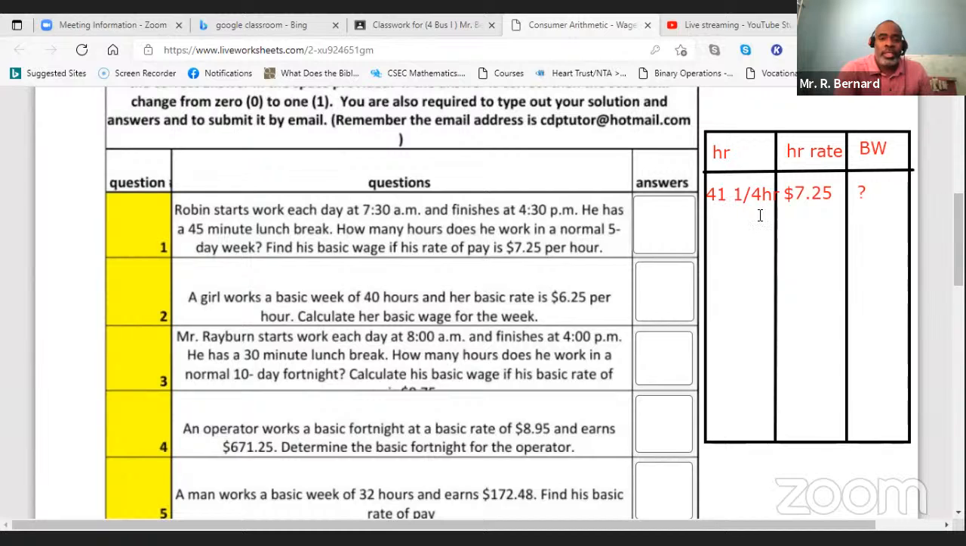So basically, it is the same thing, nothing different. All you have to do is read the question carefully, draw up a table, and put in the information required. Simple. And I know that from here, you should be able to know what to do. 41.25 times that should give you the answer. We even went through the answer.